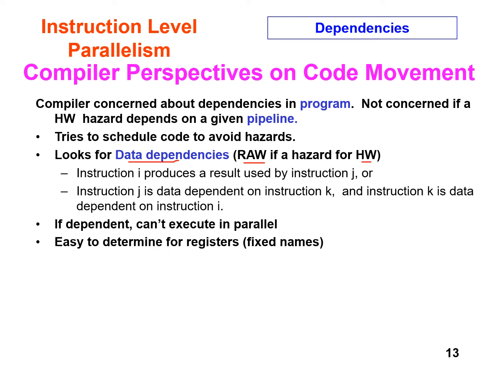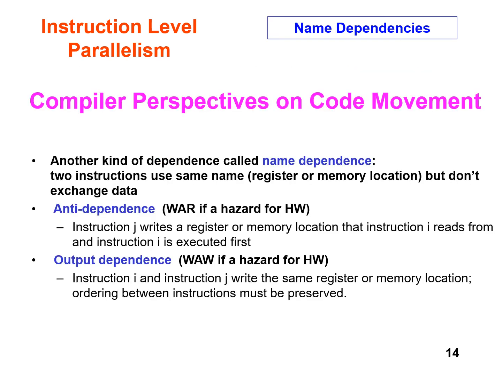So this is the kind of data dependency. We have to find any data dependency in the instruction set. Next we have another kind of dependency called name dependency. In name dependency we have two different kinds. The first one is the anti-dependency and the next one is the output dependency.